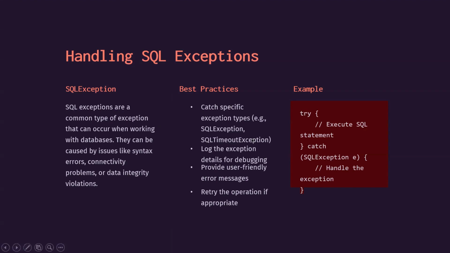Here we can see that catching specific exceptions like SQLException or SQLTimeoutException and providing user-friendly error messages are best practices for handling these SQL exceptions. Here is an example where we use SQLException, which is going to execute in the try block, and catch the exceptions which may occur in the program.